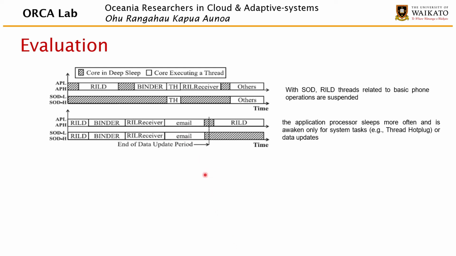For APL and APH, the RILD threads, including the RIL receiver, that is the RIL thread in the Java side of Android, frequently wake up the application processor from the deep sleep state. SODL and SODH instead handle the basic phone operations on the microcontroller so that the application processor can sleep more often for energy saving. Here, with SOD, even other threads used indirectly by RILD, that is binder, contribute to energy savings because they are not executed while RILD is suspended. In other cases, the application processor of SODL and SODH must wake up to execute other operating system threads, for example thread hot plug, or to perform periodic data updates, that is shown in the second graph.